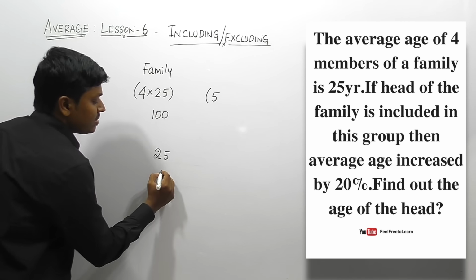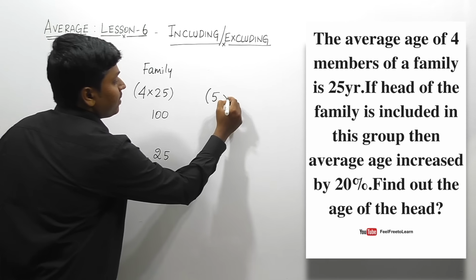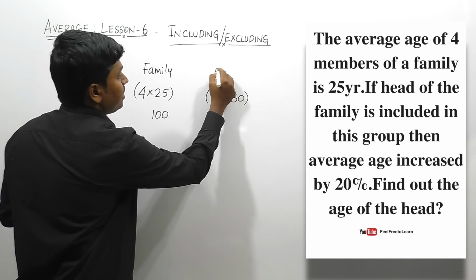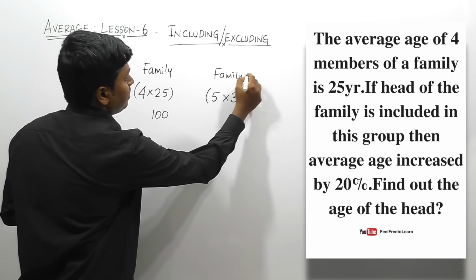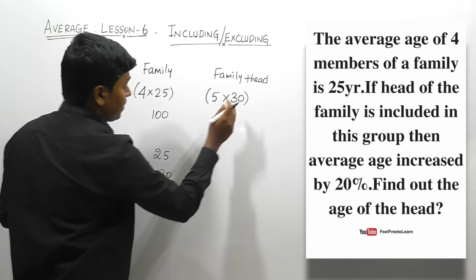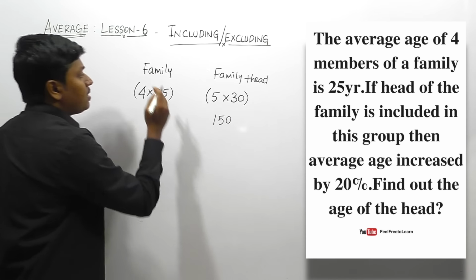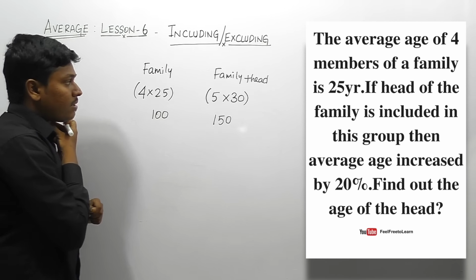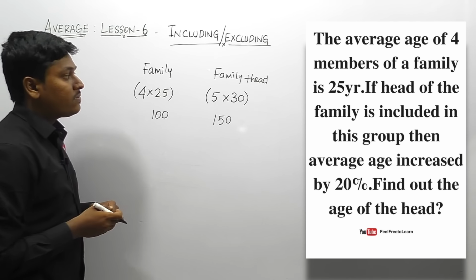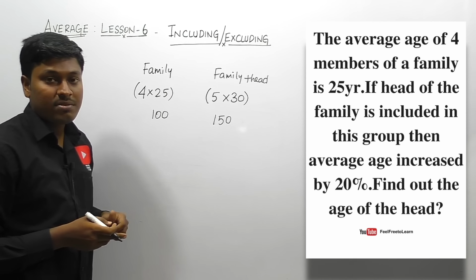If it is 5 increase, then the resultant will be 30. So 5 into 30. This will be family plus head, right? So friends, the total age of family and head will be 5 into 30, that is 150, and the family total age will be 100, right? So 100 will be the total age of family. So family and head, the total age will be 150.